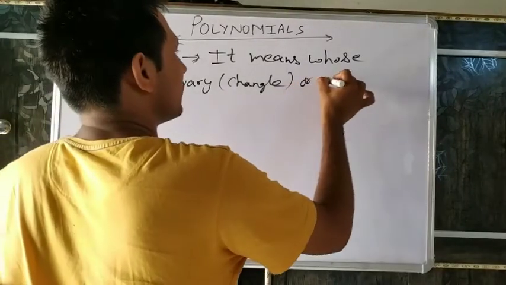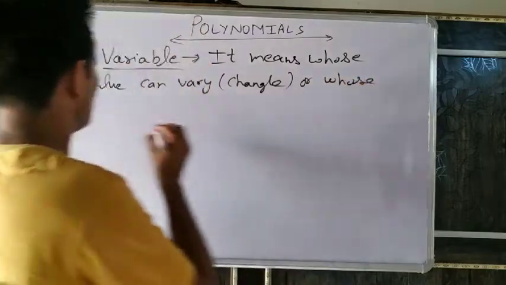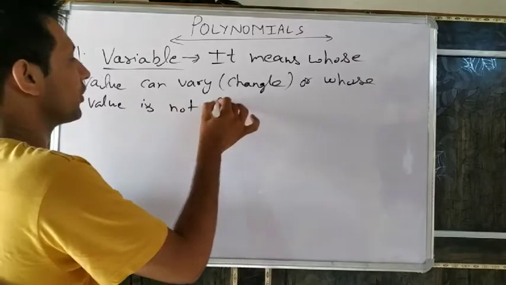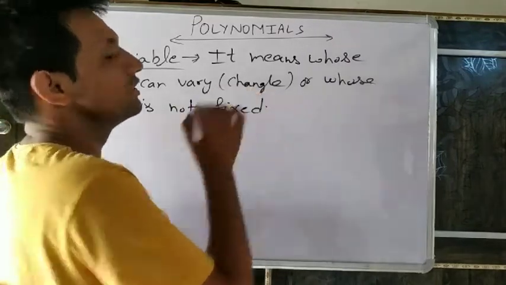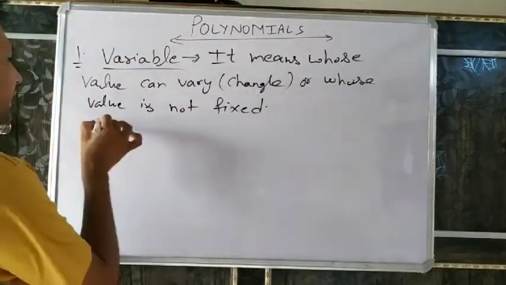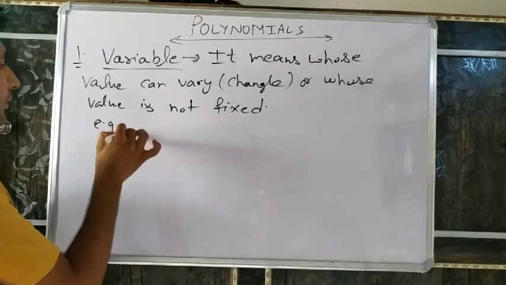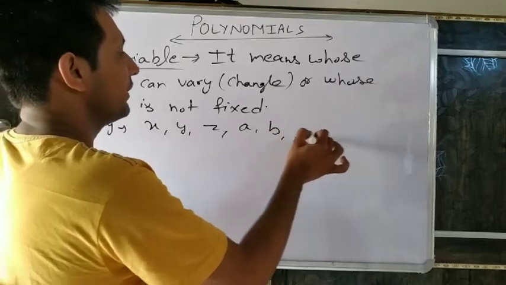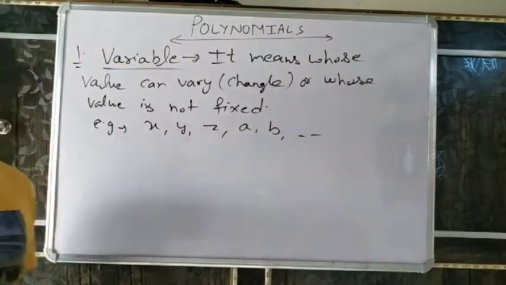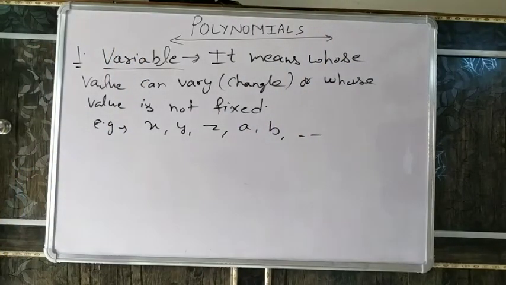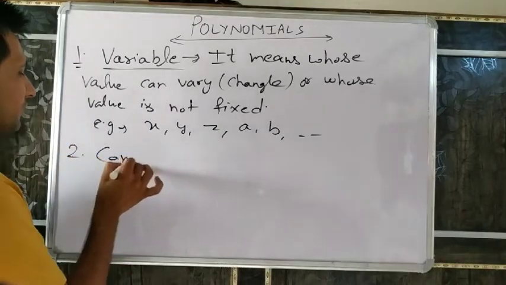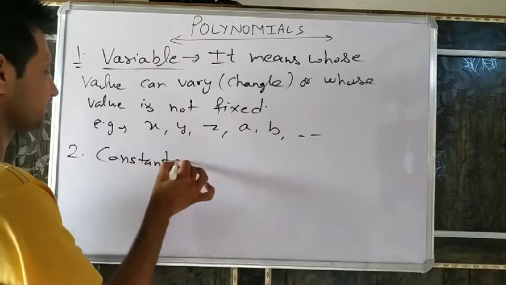Or you can say that its value is not fixed. Example like this one: x, y, z, a, b. Any number x. How much is x? We don't know what the value of x is. Understand?